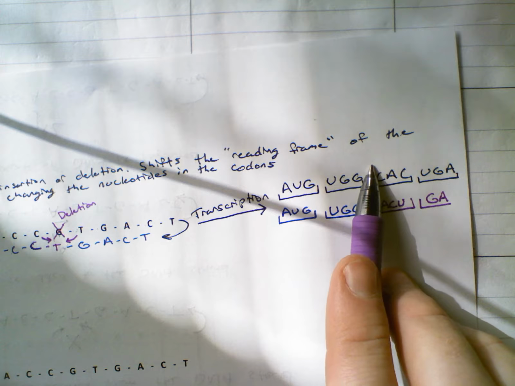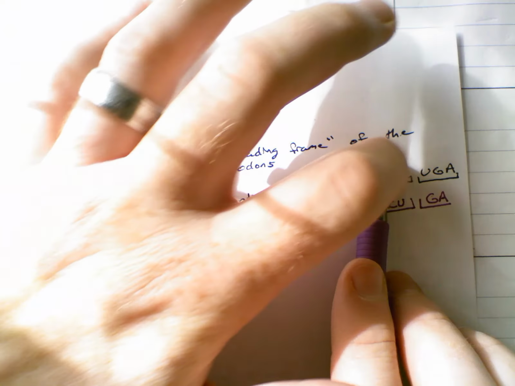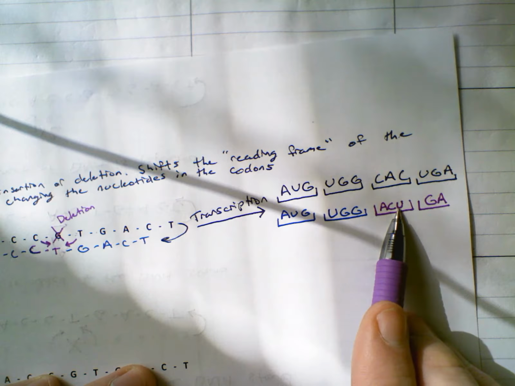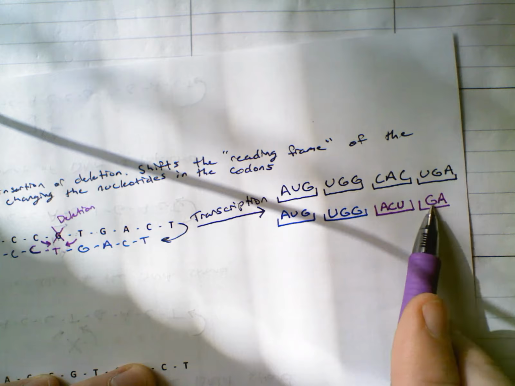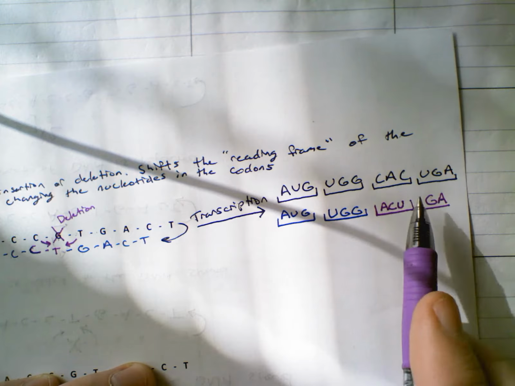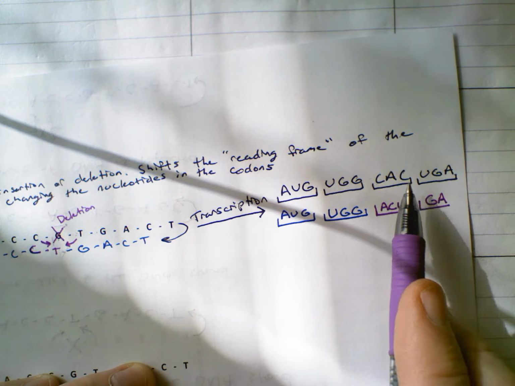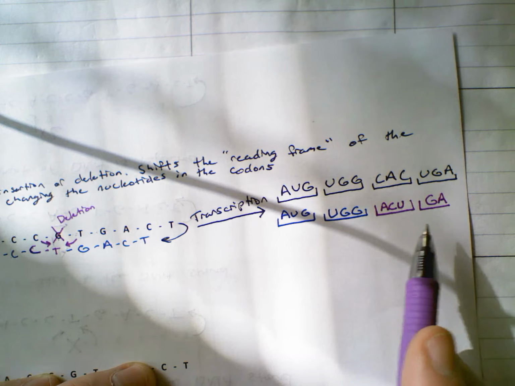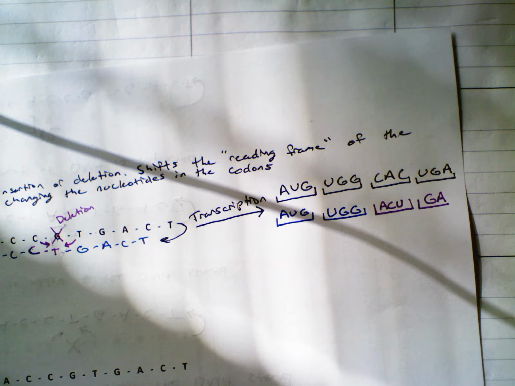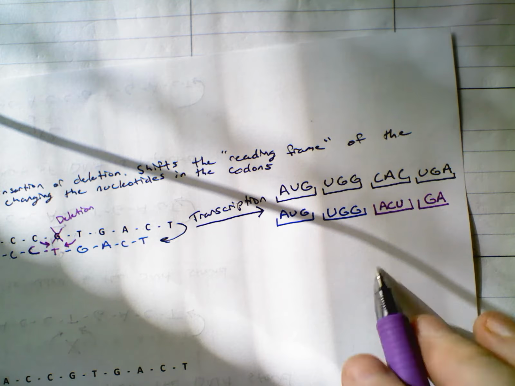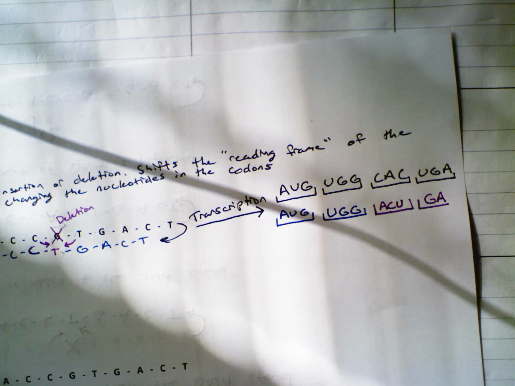So now look at everything after that. So it goes ACU, well there's the ACU. And then GA, well there's our GA. So the deletion just shifted the messenger RNA down, which regrouped these codons, which is going to cause the wrong amino acid to be coded for by the ribosome. So this is an example of a frame shift mutation. They are typically quite detrimental.